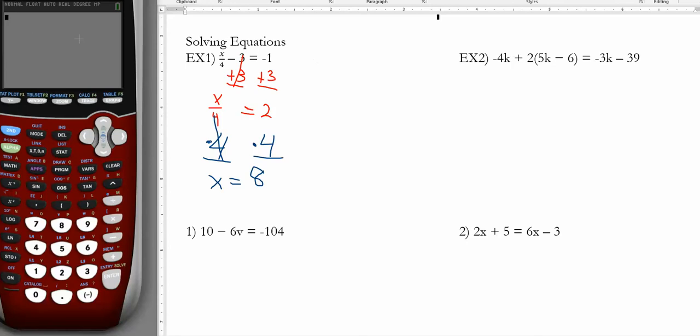So let's get into a little more heavily involved problem, a little more complex. So step 1, can I simplify? Yes, because I see those parentheses, which means I can do distributive property. So 2 times 5k would be 10k. 2 times a negative 6 would be a negative 12. And then we did nothing to the rest of those things, so we leave those terms alone. Just bring them down.